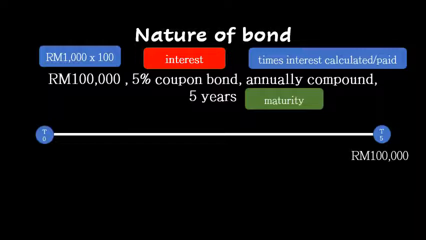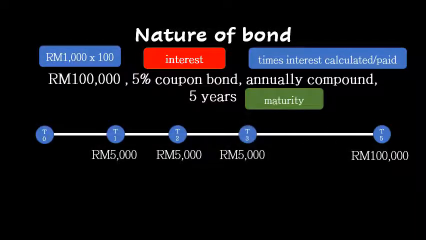We will need to repay the nominal amount of the bond in lump sum, that is 100,000 ringgit. Throughout the 5-year period, every end of year, we also need to pay the promised return of 5,000 ringgit. So 5,000 ringgit at the end of each year until end of year 5. So at the end of year 5, not only do we pay the nominal amount of 100,000 ringgit, we also need to pay the promised return of 5,000 ringgit.